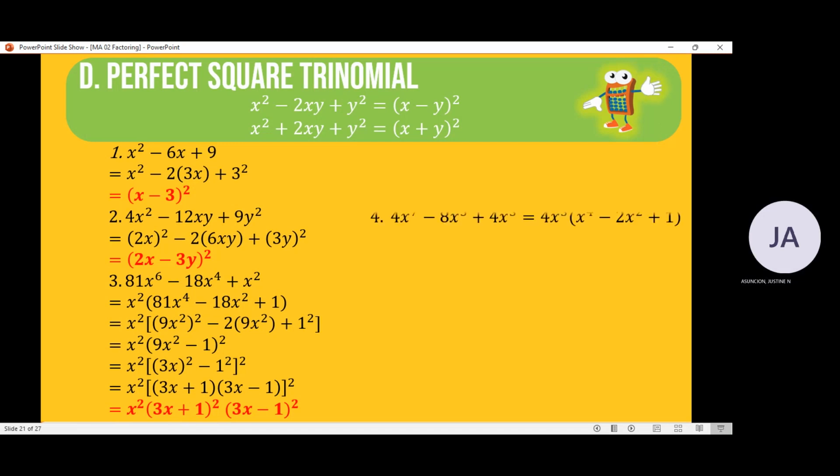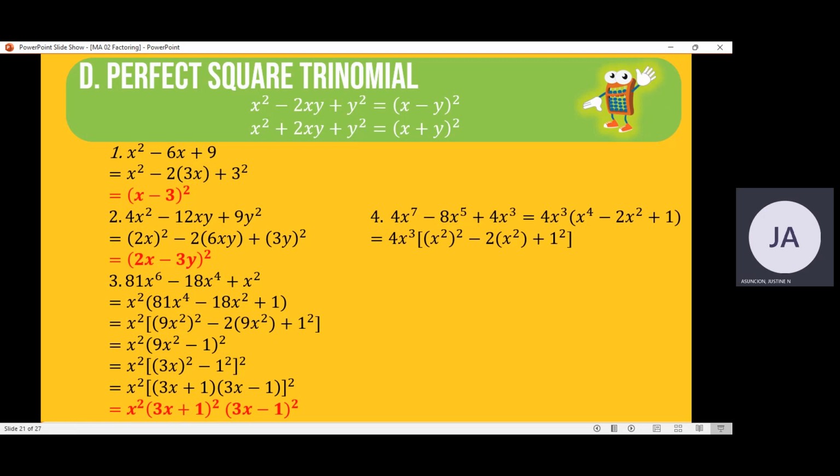Okay? Another example. 4x raised to 7 minus 8x raised to 5 plus 4x cubed. As you can see here, at first we cannot use the perfect square trinomial. So as you can see here, we have the common monomial factor 4x cubed. So the result now here is 4x cubed times the quantity of x raised to 4 minus 2x squared plus 1.